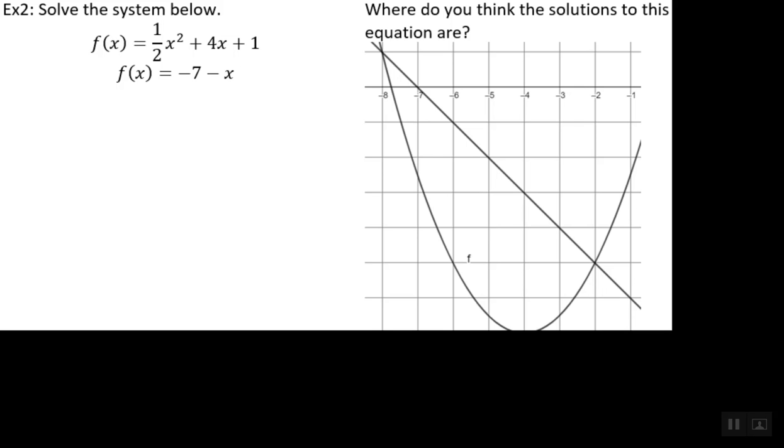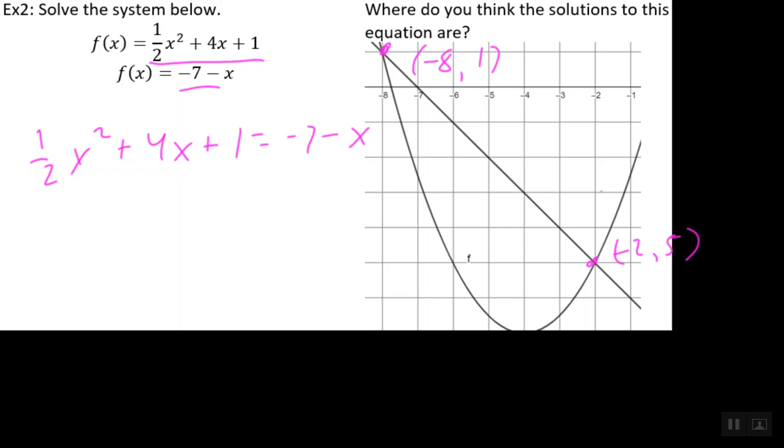Well, of course, you can see that they are here at negative 8 comma positive 1. And they're down here at what appears to be negative 2 comma, let's see, 1, 2, 3, 4, 5 comma 5. All right, so these two should be the two solutions that we work out when we work this out by hand. All right, let's kind of speed run this. We know that they're both set equal to f of x, so we can set them equal to themselves. So we have 1/2 x squared plus 4x plus 1 is equal to negative 7 minus x.